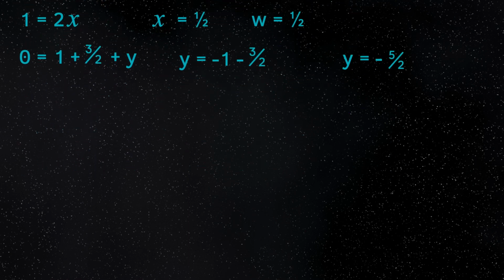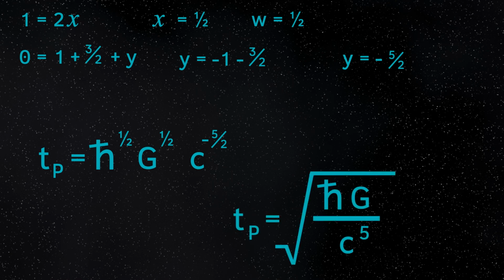Putting this all together then, we get that Tp, Planck time, is h bar to the half times g to the half times c to the minus 5 over 2. So Planck time is the square root of h bar times g divided by c to the 5. Finally then on to theta.